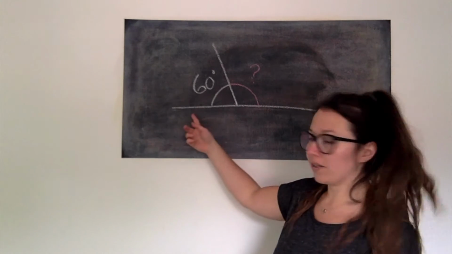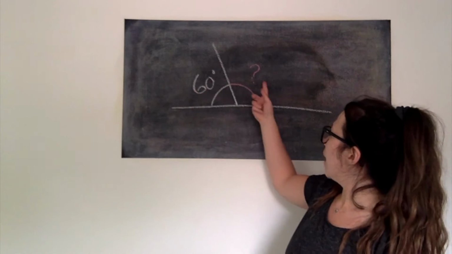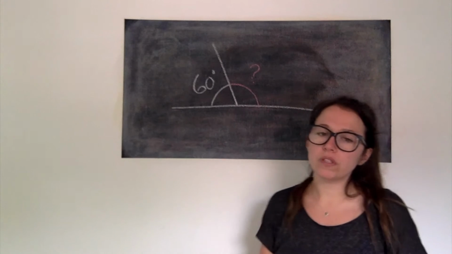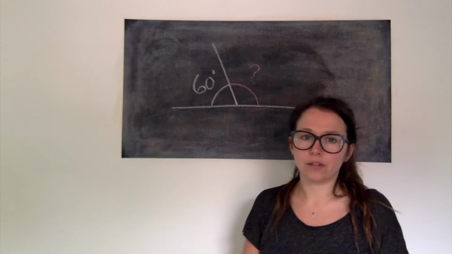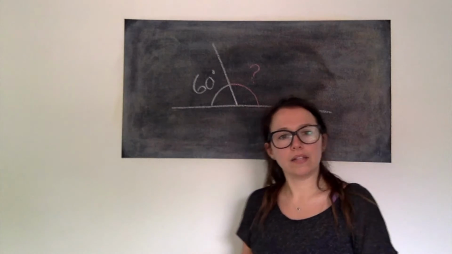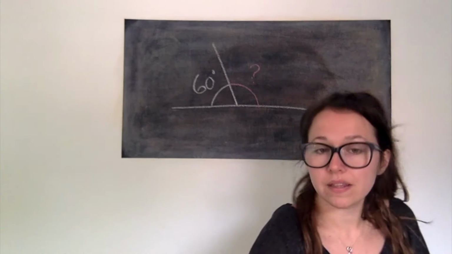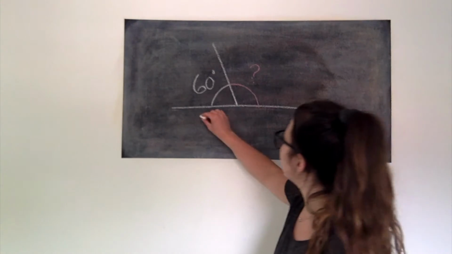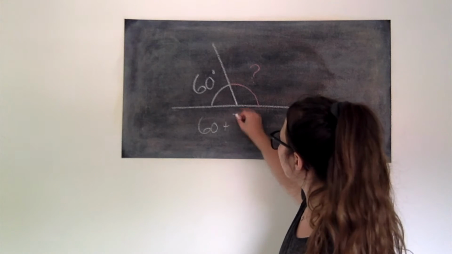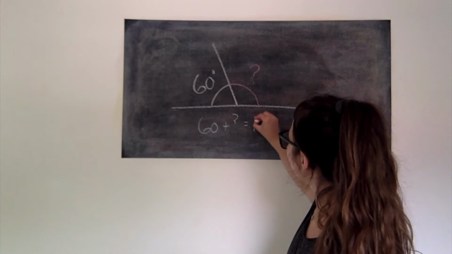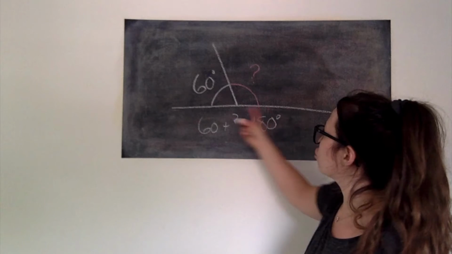Here are your angles. We have a 60 degree angle, and I want you to find out this one. So pause the video and tell me the missing angle. Okay, let's go through it. So hopefully we've recognised that both of my angles, 60 plus the question mark, must equal 180 degrees because my angles are on a straight line.